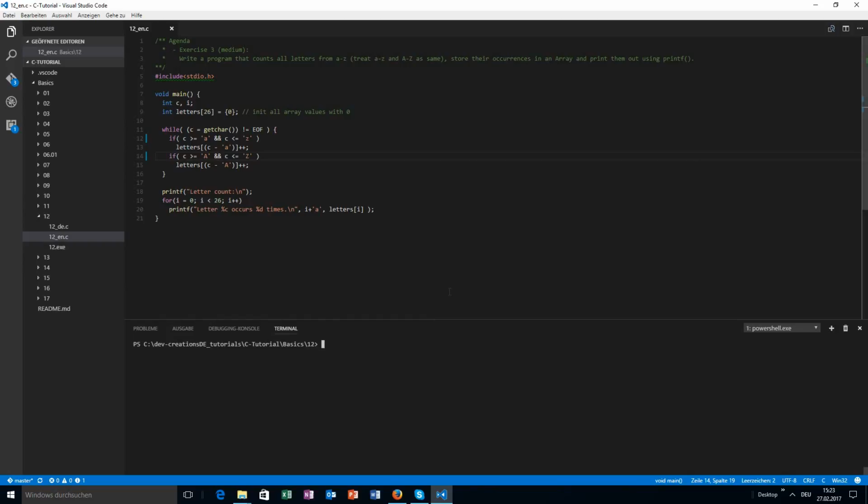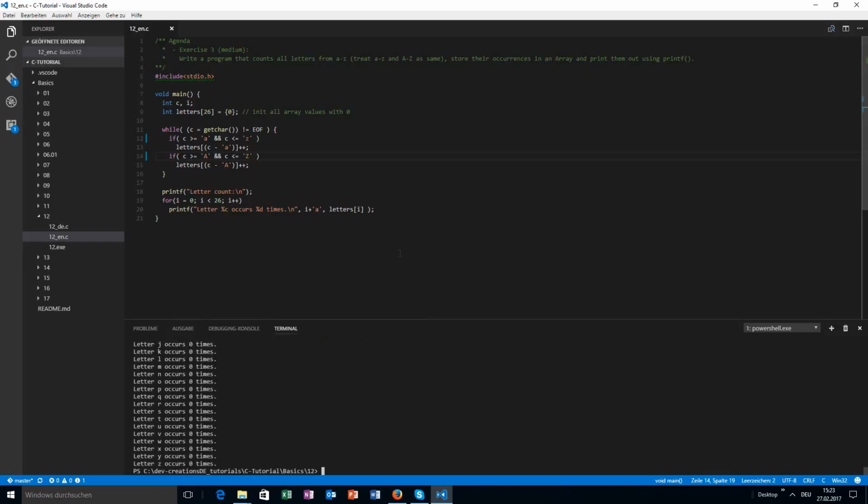Okay, now if we compile the program again and we run it, we will see that it is still working fine for the case we wanted to work. But now it's also fine for the 128th character as well as any other character.